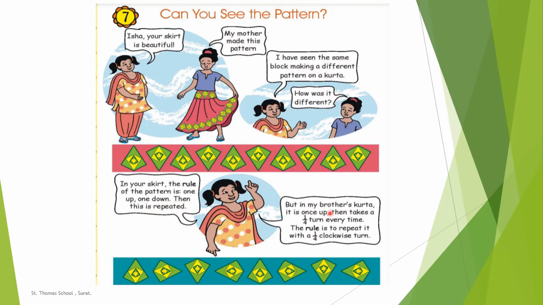So the girl says, but in my brother's kurta it is once up, then takes 1/4 turn every time. The rule is to repeat it with a 1/4 clockwise turn. Now for this girl, his brother's kurta pattern is like this. One is up, then there is 1/4 turn. You can see this 1/4 turn over here. Yes. Then next again 1/4 turn. So it is going down. Then again a 1/4 turn.